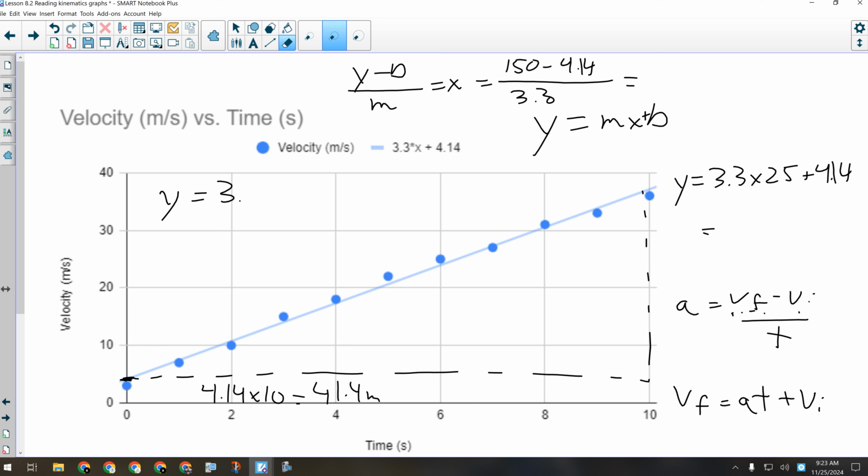What's y? 3.3 times 10 seconds. Here's the trick though. If I calculate y at 10 seconds, I'm adding on the height of the rectangle, because I'm about to go plus 4.14. Is that how tall my triangle is? That's what y is at 10 seconds, but it's not how tall my triangle is. My triangle starts at 4.14. So should I add this 4.14 on? No, I shouldn't.